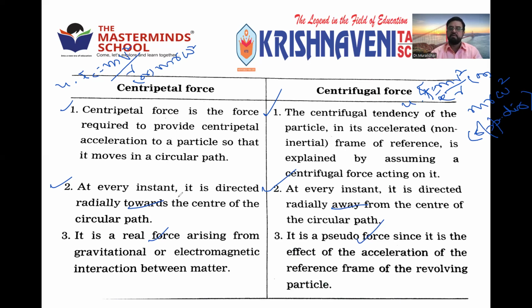Fourth point is given by F is equal to mv square by r or mr omega square. Already I told you angular velocity is denoted by omega.